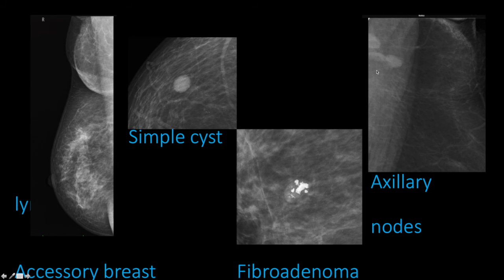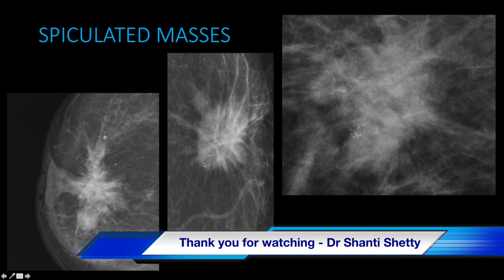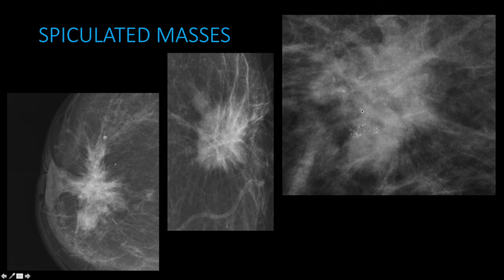These are some examples of spiculated masses. This one here is a spiculated mass. It shows nipple retraction. There is some collection around it. This is a spiculated mass with some pleomorphic calcification.